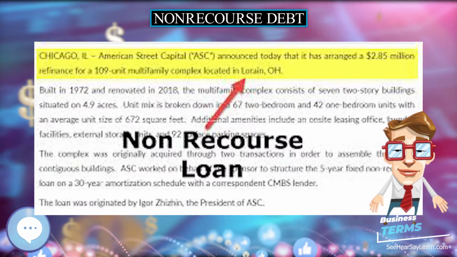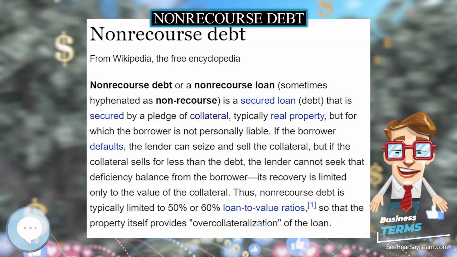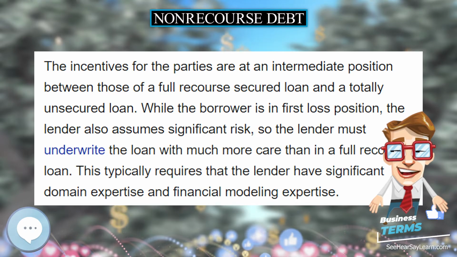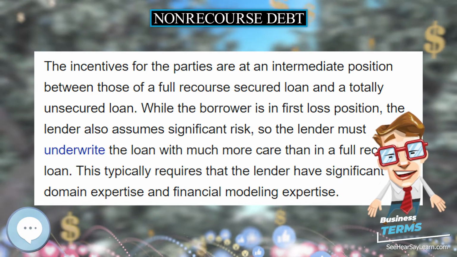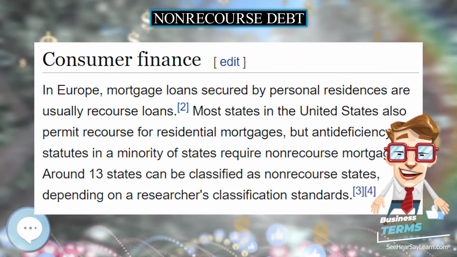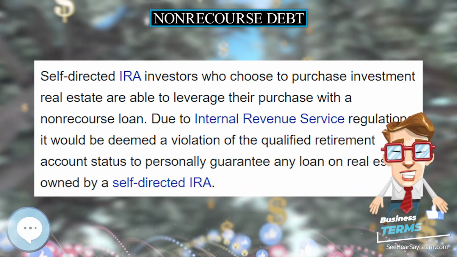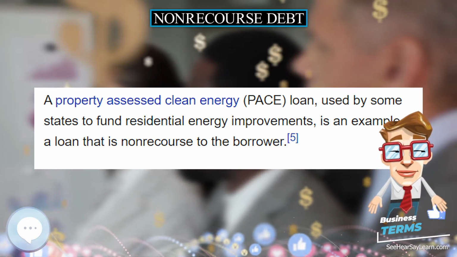Consumer finance. In Europe, mortgage loans secured by personal residences are usually recourse loans. Most states in the United States also permit recourse for residential mortgages, but anti-deficiency statutes in a minority of states require non-recourse mortgages. Around 13 states can be classified as non-recourse states, depending on a researcher's classification standards.